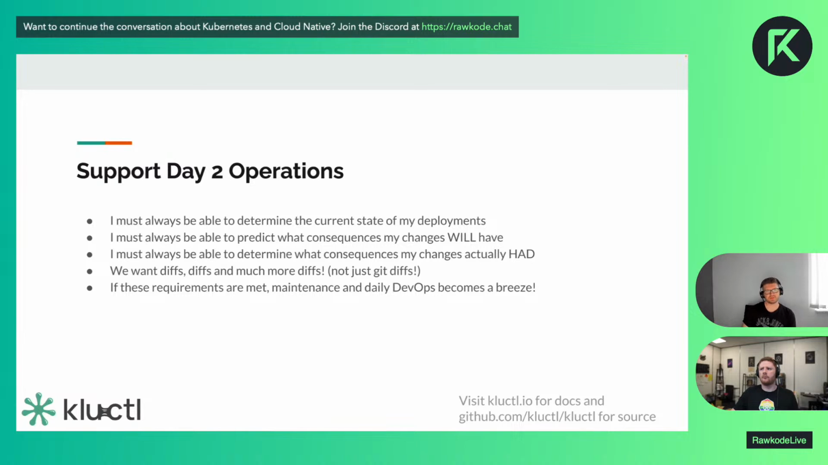Then I must always be able to determine what consequences my changes actually had. So even if I assume that this will happen, I must later be able to verify that it happened. That means I want diffs, diffs, diffs, and much more diffs, and not just git diffs. So basically that means what I just explained. A change in a Helm value does not reflect what really will happen. I want to have a full diff of the state before and after my change.